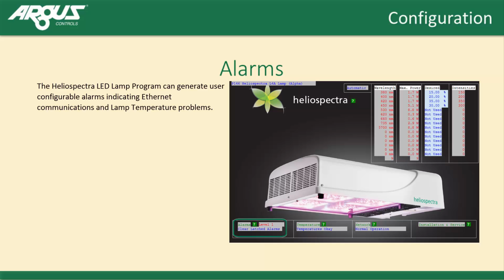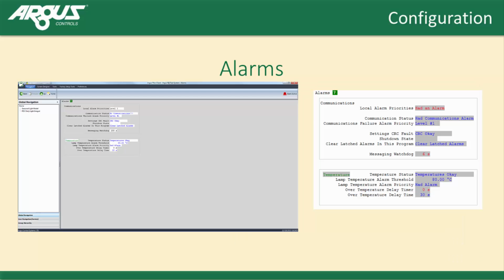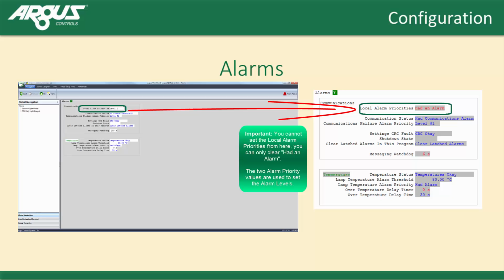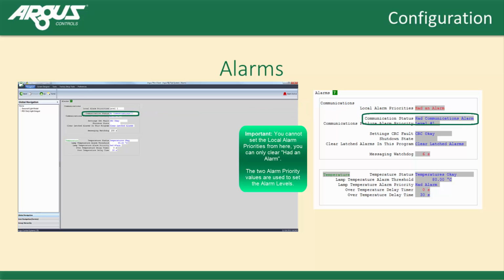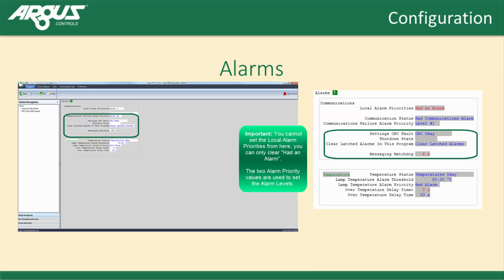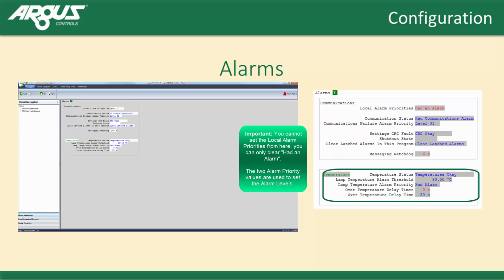Alarms. Configuring alarms. The Heliospectra LED lamp program can generate user-configurable alarms, indicating Ethernet communications and lamp temperature problems, temperatures not available when the HTTP communications protocol is selected. You can configure these alarms on this screen. From the alarm screen, use local alarm priorities to clear an alarm once it's been generated. Click Add an Alarm. Discern the communication status of the lamp and various other alarm settings such as shutdown state and messaging watchdog time.